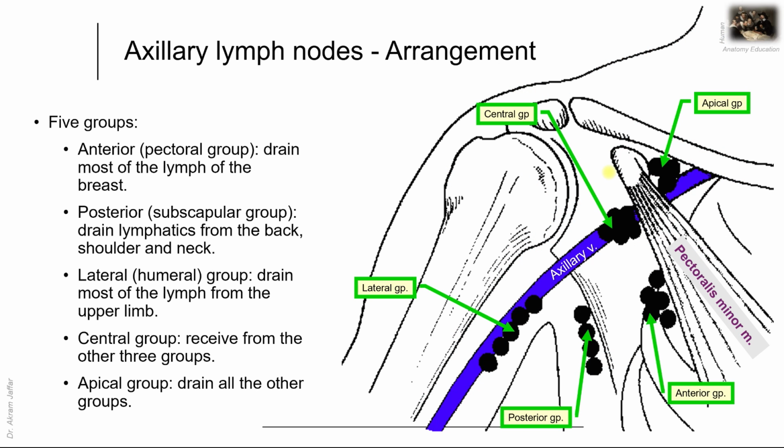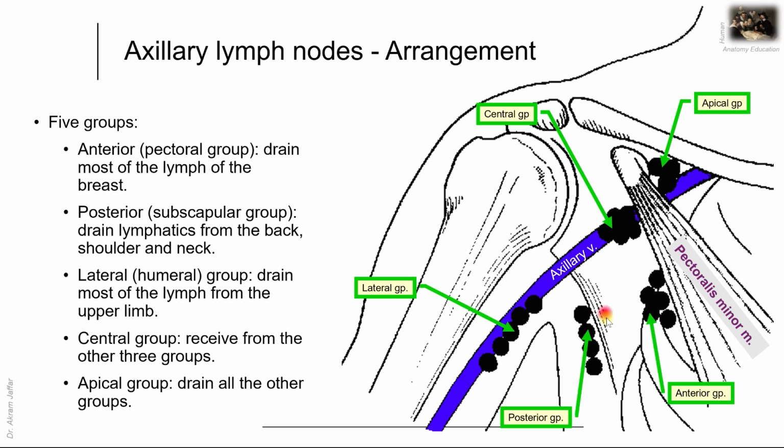So what are the axillary lymph nodes? These are about 20 to 30 nodes. They are located in the fat of the axilla and are generally divided into 5 groups according to their location. So we have the anterior group, which is also called the pectoral group because it is related to the lateral border of pectoralis minor muscle. Actually, this pectoral group drains most of the lymph of the breast, lateral side of the breast.